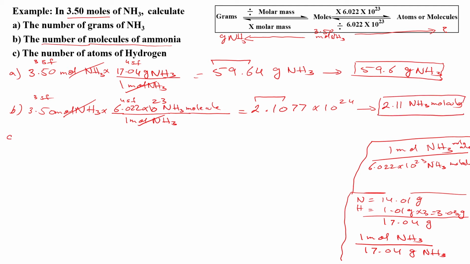So for number C, one thing that I want to caution you about in the stoichiometry chapter is that you have to be really careful about the wordings. For instance, if you read B, it is the number of molecules of ammonia. If you are finding molecules of ammonia, you will start with moles of ammonia. But in C, you have to find the number of atoms of hydrogen.